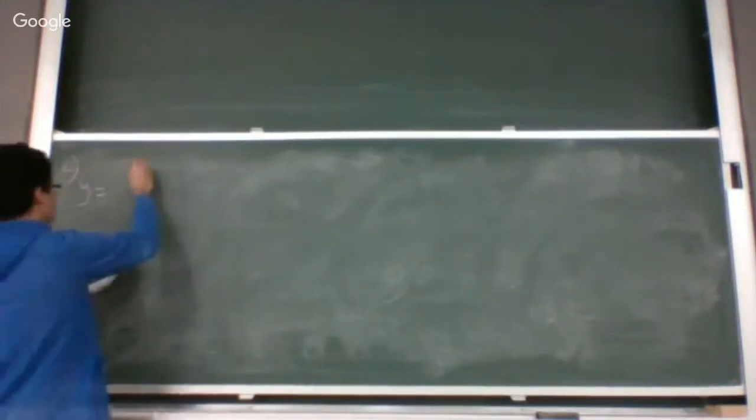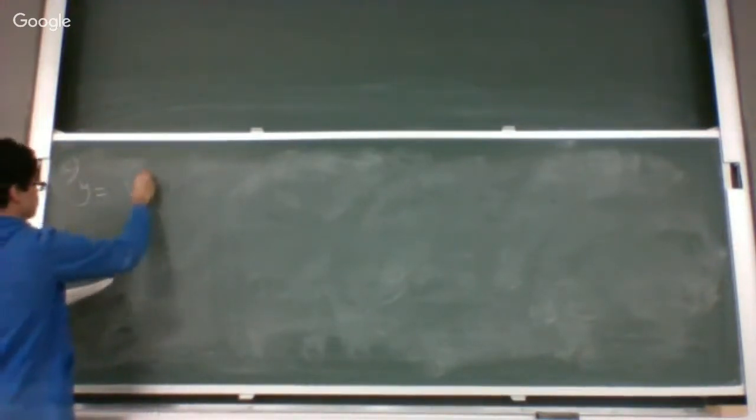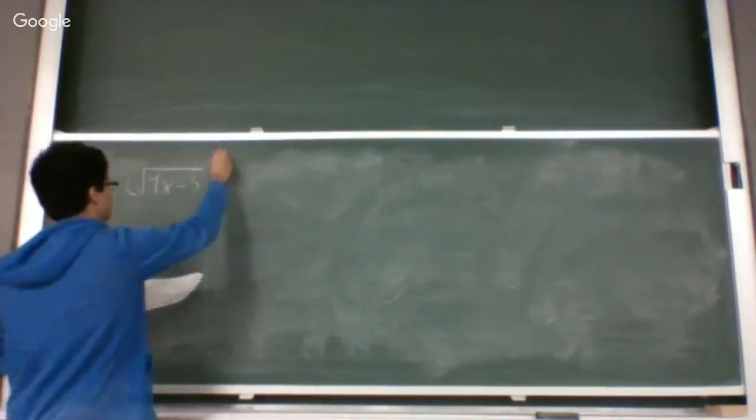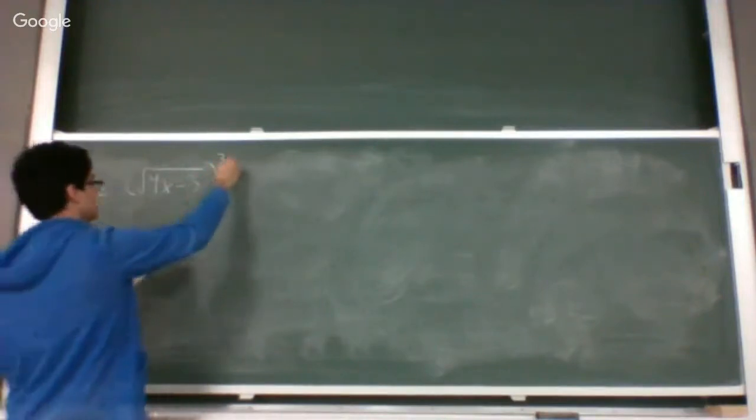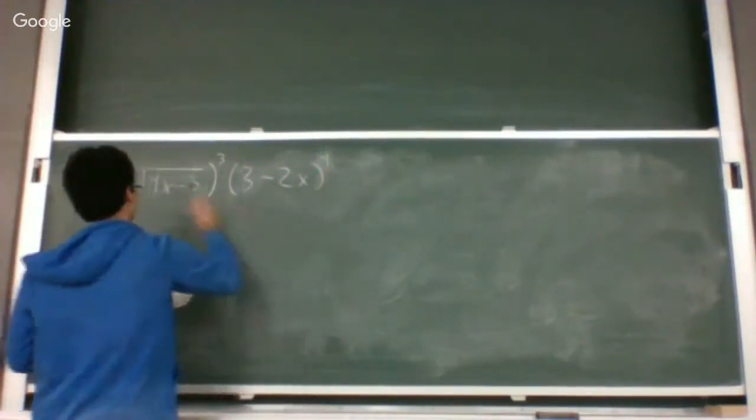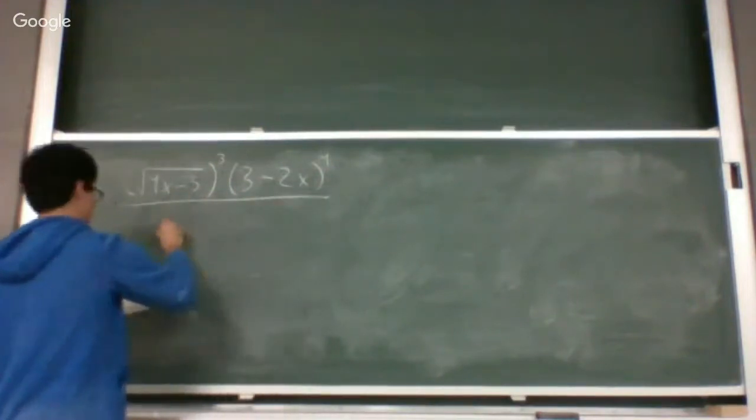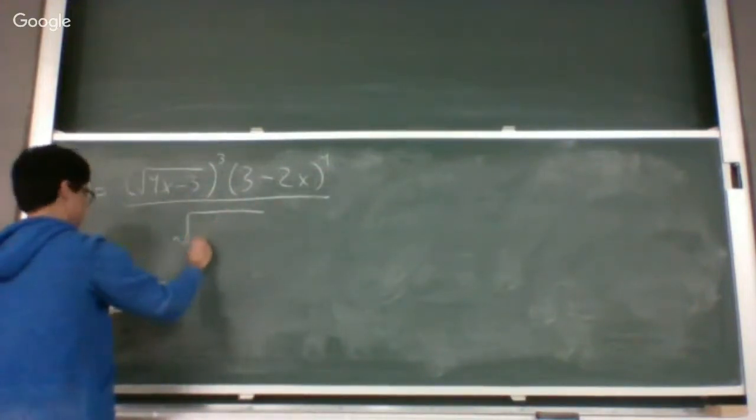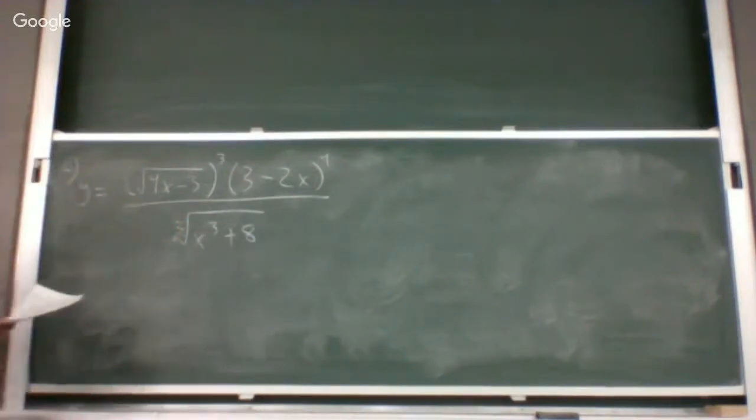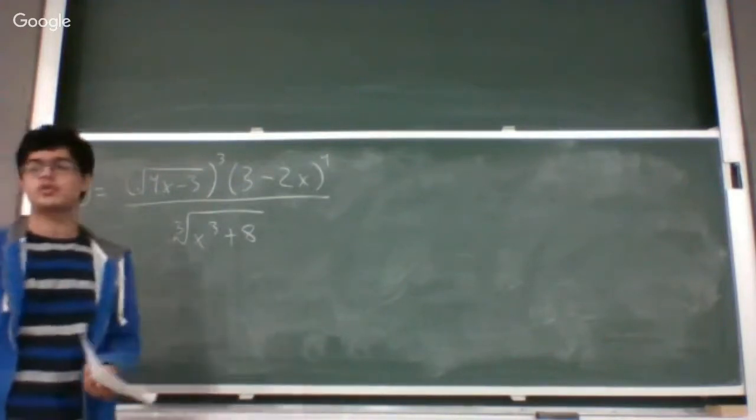So now we have y equal to, so this is c. The square root of 4x minus 3 quantity cubed times 3 minus 2x quantity to the 4th power all over the cubed root of x cubed plus 8. Okay. So what's the first thing that we should do?